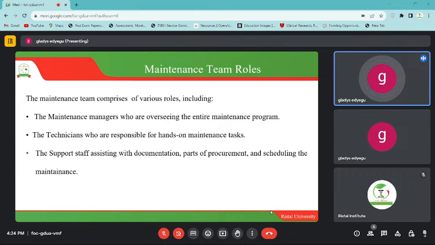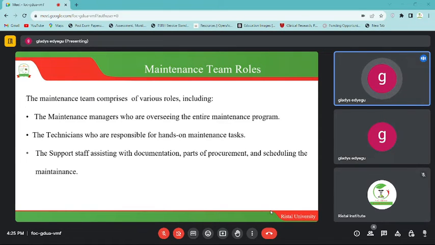The other role in these maintenance teams is the technicians, who are responsible for hands-on maintenance tasks. These different technicians are responsible to see to it that they use their hands. For example, in plumbing, plumbers are supposed to actually come and implement. They're supposed to do the work, not just to talk. So these technicians are responsible for hands-on maintenance tasks, and they need to come in and do the work.